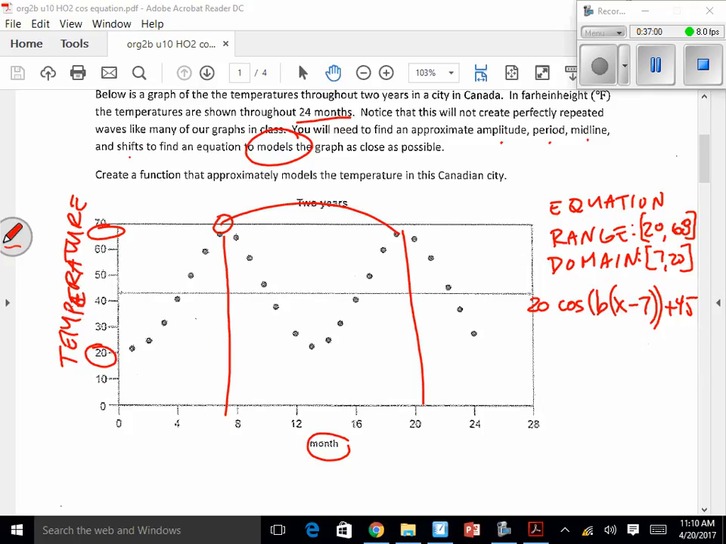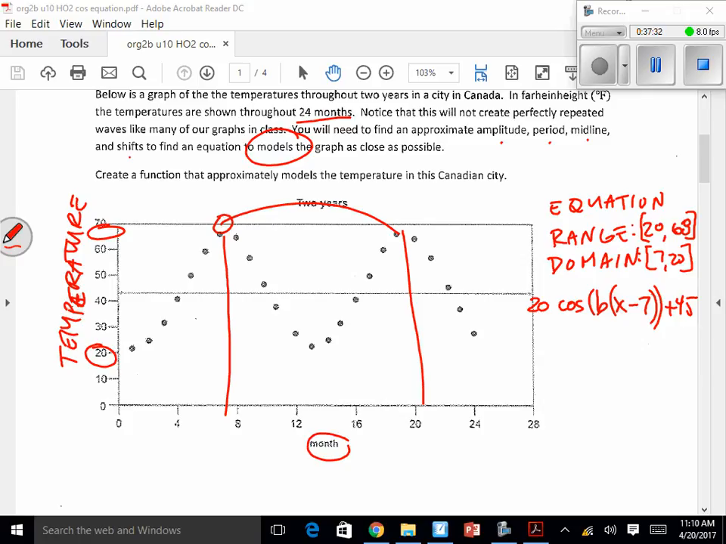What did we discover the range? What did these tell us, this range? But in this scenario, how would you say it? Quiet, please. Right, so it says the lowest temperature is 20, and it goes all the way up to the highest temperature, which is 68. So you're just saying in regular talk that the range is the lowest to the highest.